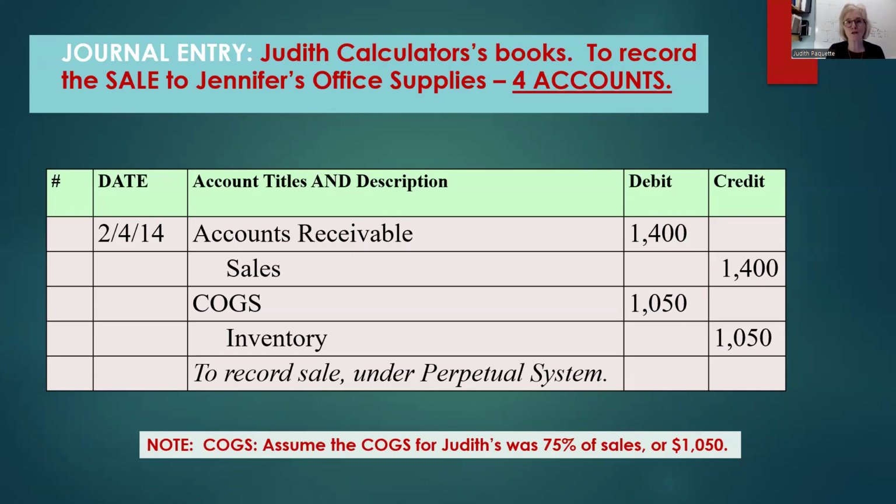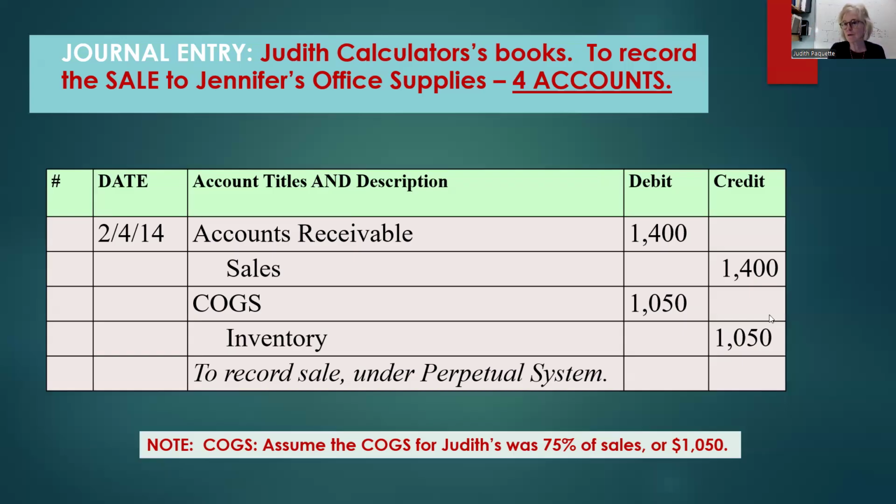Now it's a 4-line journal entry. So debit accounts receivable, credit sales. We're not using service revenue. It's sales because it's inventory. If you prefer, you can call it sales revenue, but you don't have to. Then we debit cost of goods sold and credit inventory. We're increasing our costs and we're reducing our inventory.